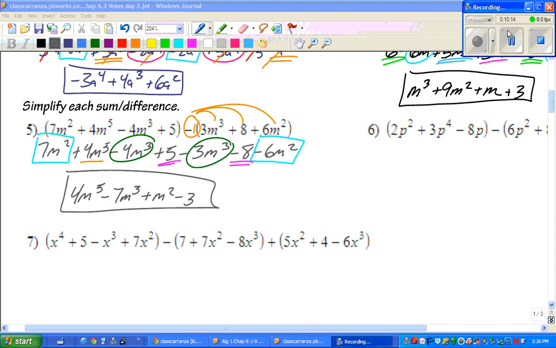Remember, on the back side, there's that subtraction sign, so we have to distribute the negative. So negative 3m minus 8 minus 6m squared, all of my signs changed. And then combine your like terms. You're left with 4m to the 5th power minus 7m cubed plus m squared minus 3.